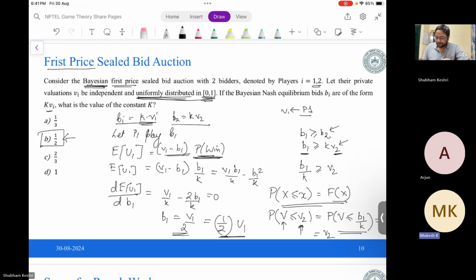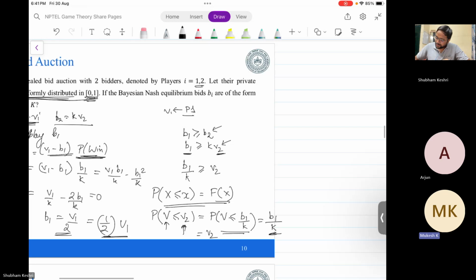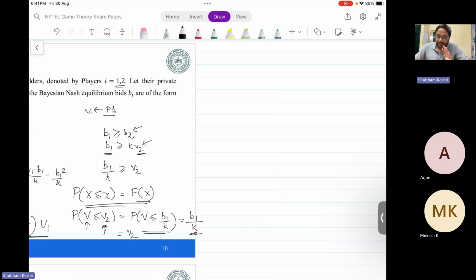So assume that is 0 and 2. So we just have to take the interval, the probability will still remain V1 minus B1 only. So what will change? I'll tell you.